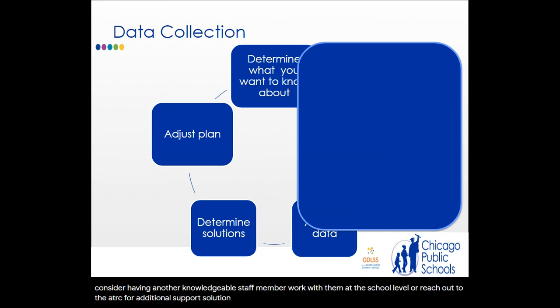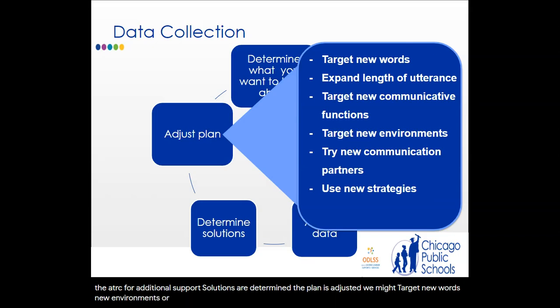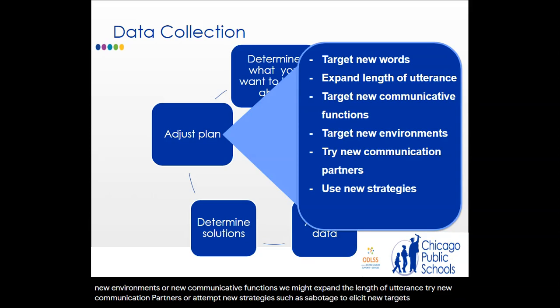After solutions are determined, the plan is adjusted. We might target new words, new environments, or new communicative functions. We might expand the length of utterance, try new communication partners, or attempt new strategies such as sabotage to elicit new targets.